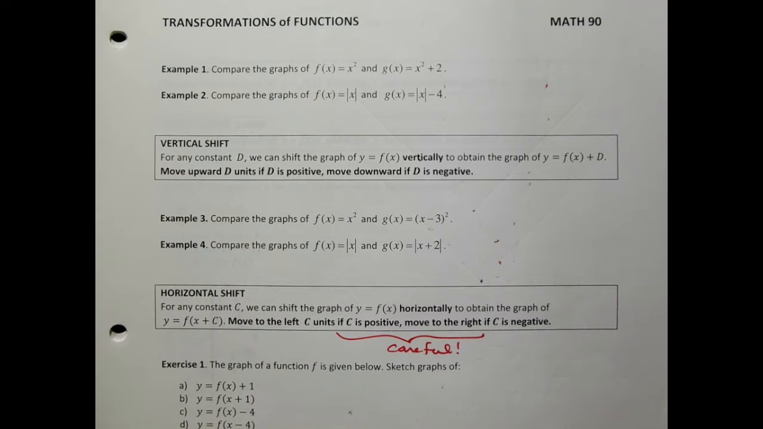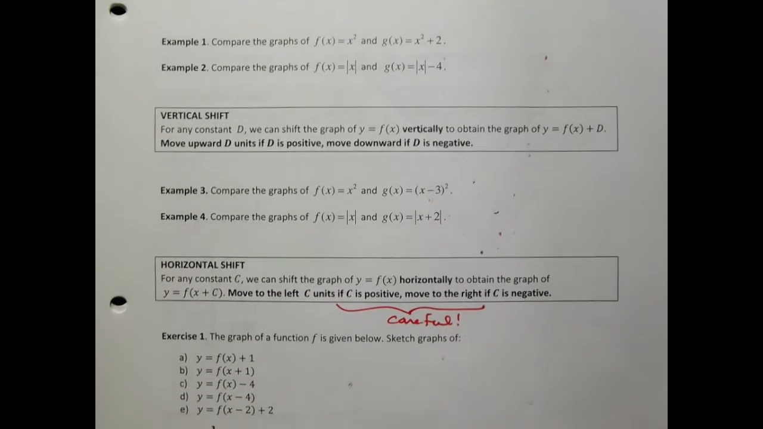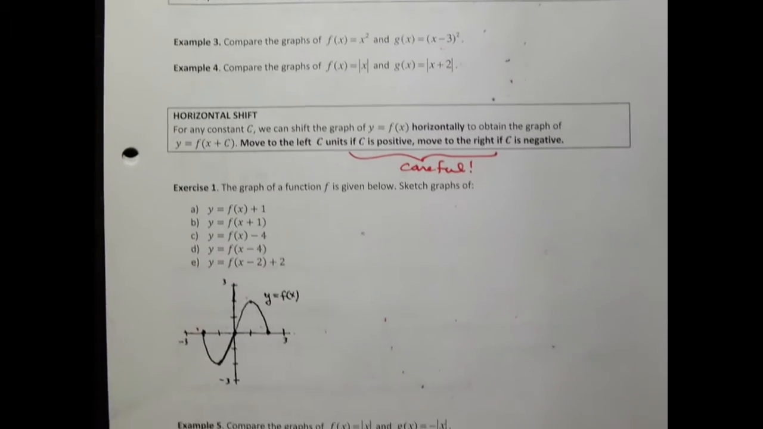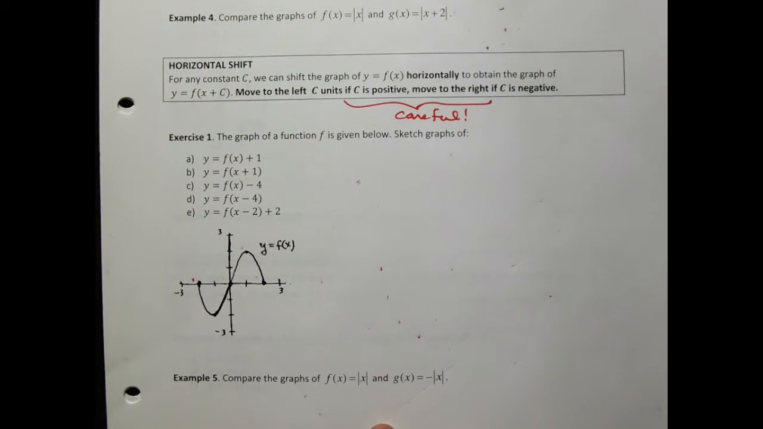Continuing along here, we have been talking a lot about vertical shifting and horizontal shifting. Now we're going to move on to some other kinds of transformations of functions. We're down here at the very bottom of the first page of the handout. We have to do example 5. We're going to compare two functions again.